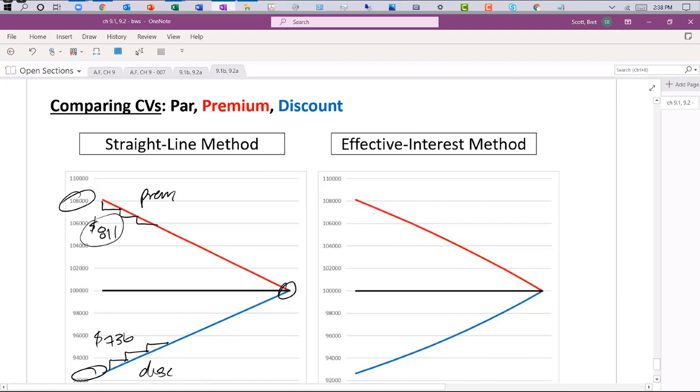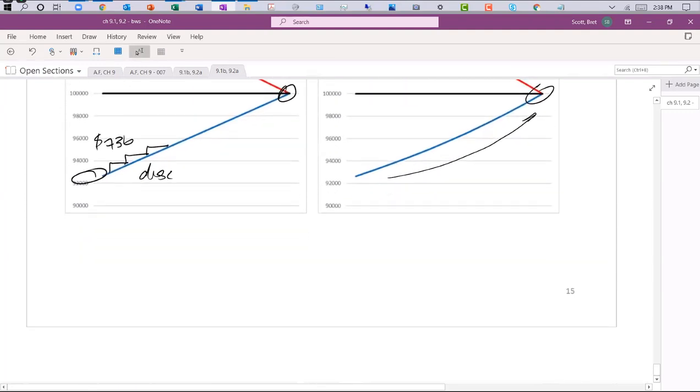Here you can see there is a slight curve on the way down, slight curve on the way up, but ultimately they go in the same direction. And just be able to, for the sake of the exam, sketch out, if it says effective interest method, 1, 2 rows of the payment schedule, and then answer the question. For the sake of the homework, it might ask you to do a little bit more.